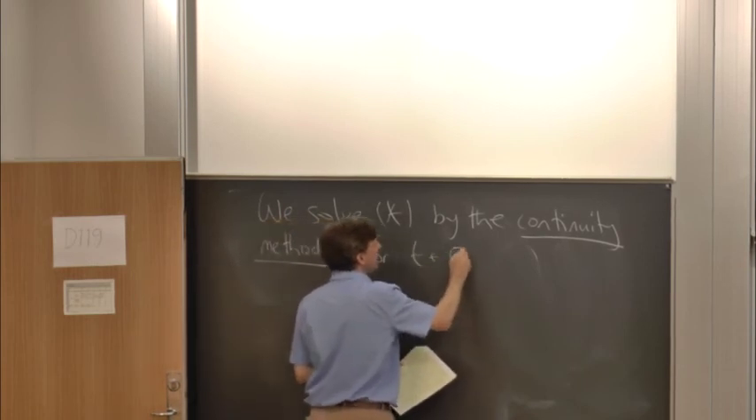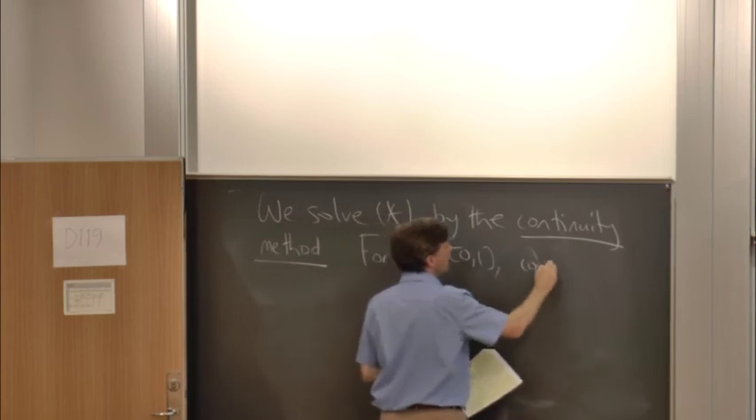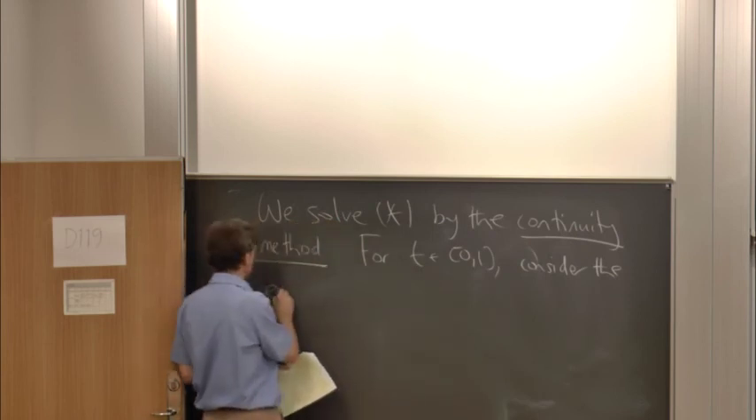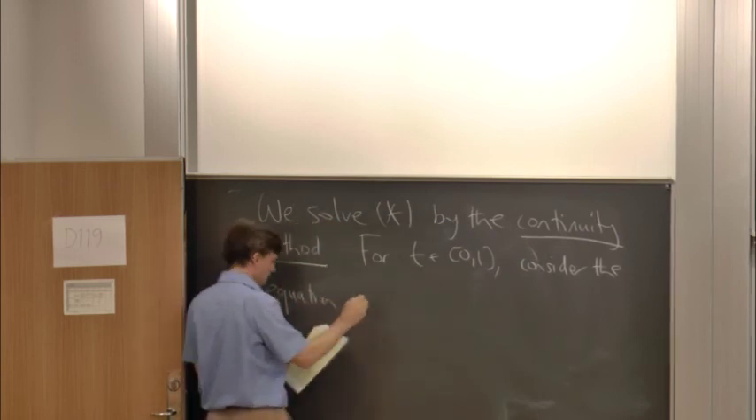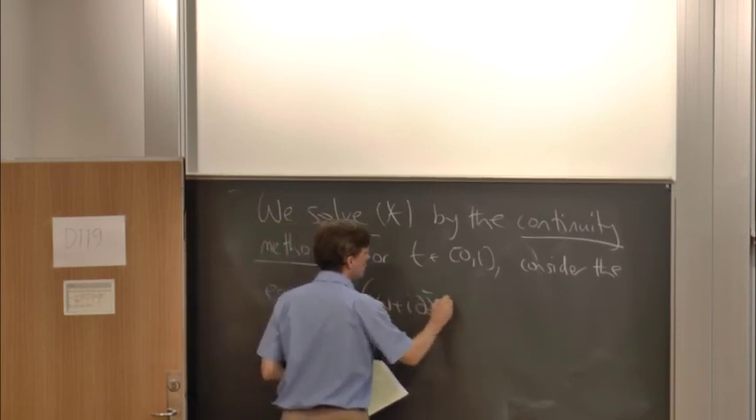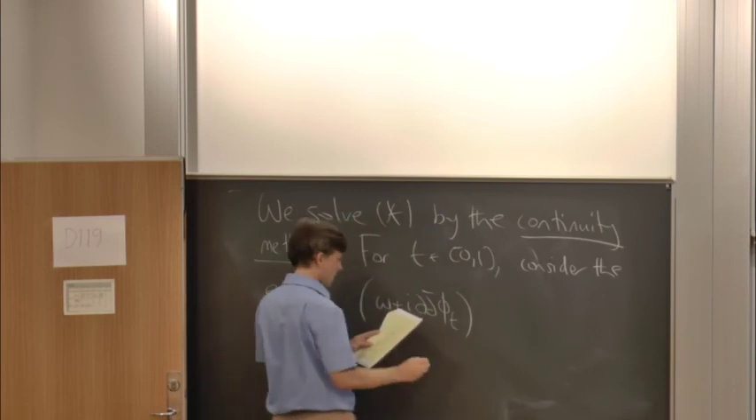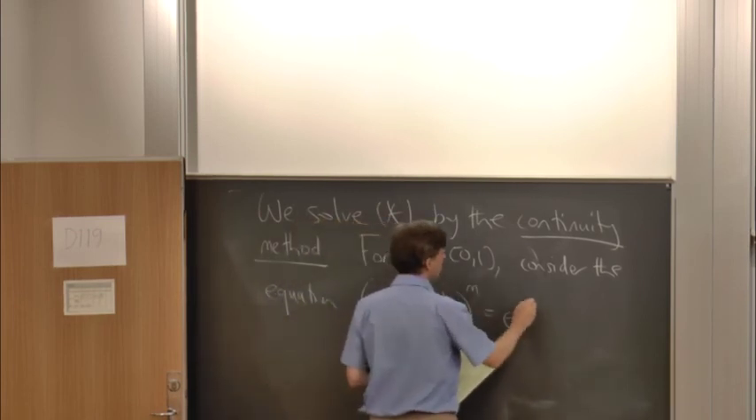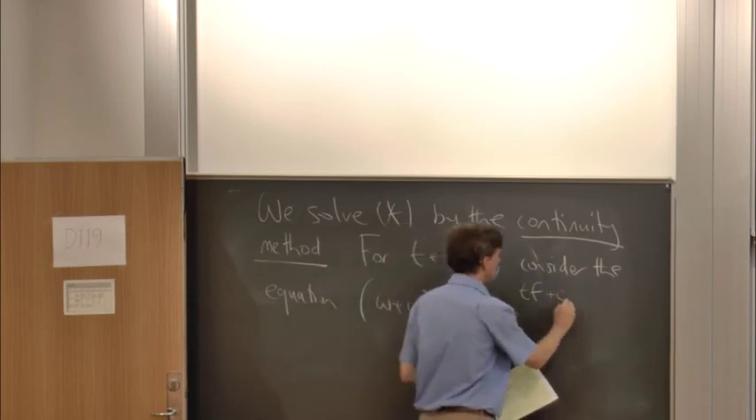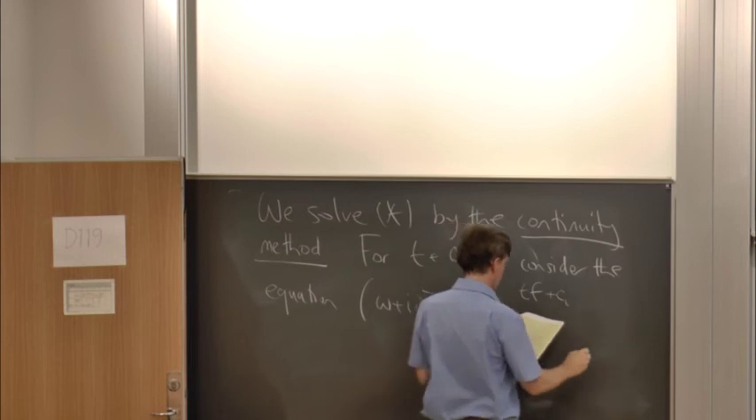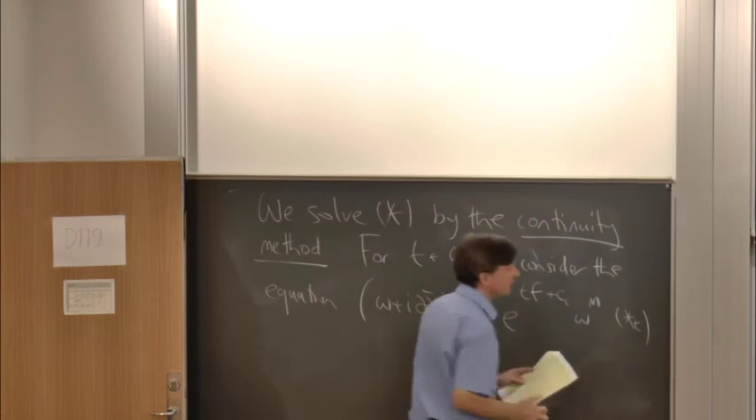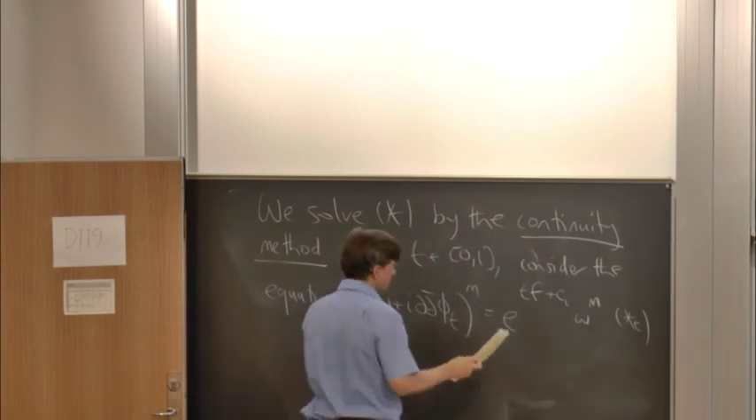So for t in 0 up to 1, let's consider the equation (omega plus i partial partial-bar phi_t) to the power m is e to the t times f. Actually, we're going to need to add on a constant, which I'll write C_t times omega to the m. And let's call that equation star t. So I've basically inserted a t in front of the f and then a correcting constant.